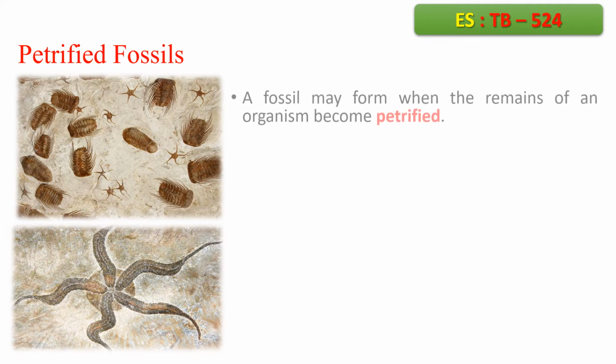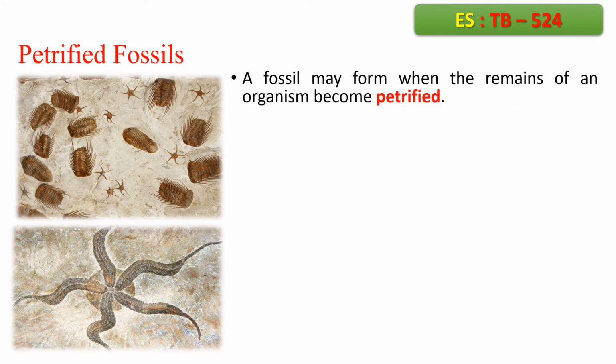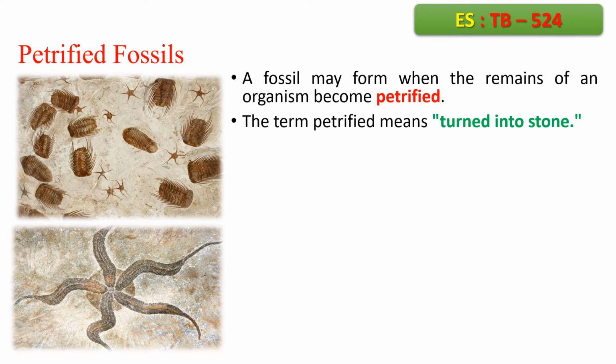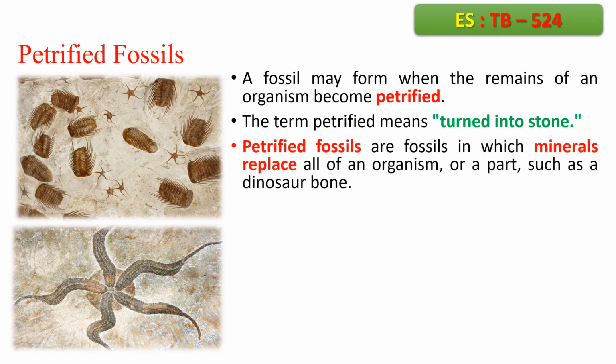The second kind of fossils are petrified fossils. A fossil may form when the remains of an organism become petrified. The term petrified means turned into stone. Look at the diagram, you can see the examples of petrified fossils. The insect and starfish turned into rocks.